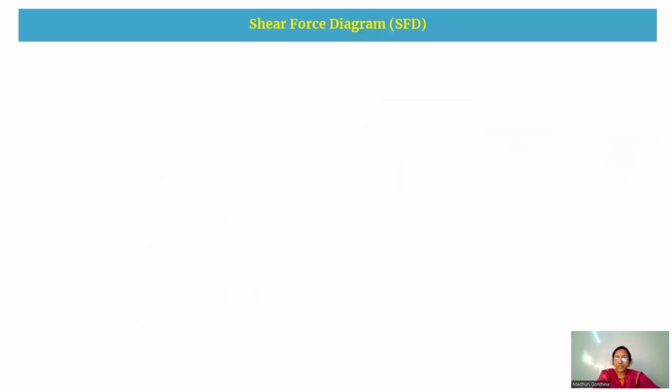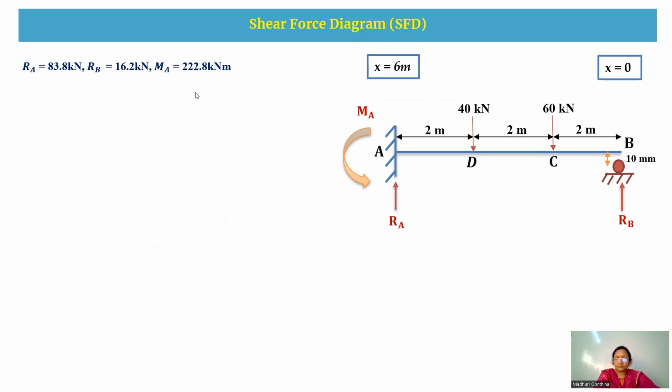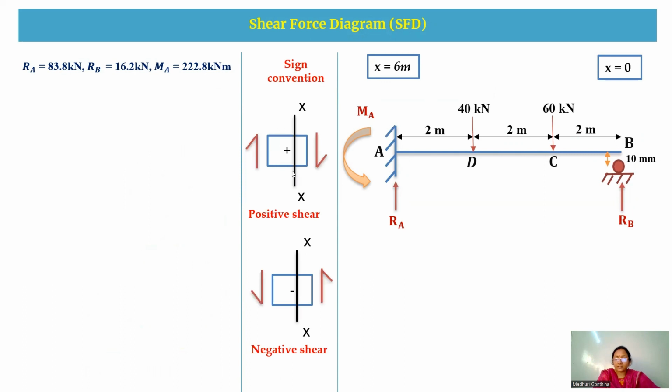Coming to the next slide, we are going to draw the shear force diagram. To draw the shear force diagram for this beam, first we are going to take the limits. I'm starting from B to A. Here X is equal to 0 at B and X is equal to 6 meters at A. Now these are the reactions and moment values, and this is the sign convention. Towards this section, when the shear force is in the clockwise direction, it is positive shear. Towards this section, when the force is in the anti-clockwise direction, it is a negative shear, on both sides.